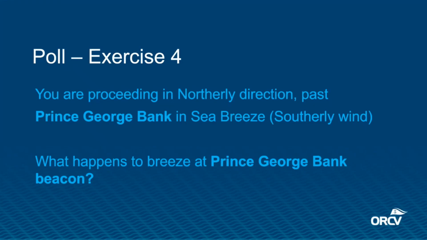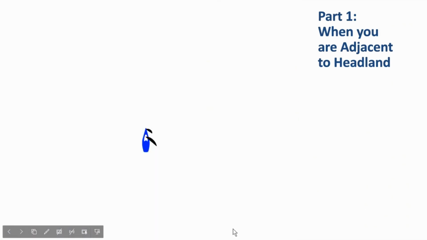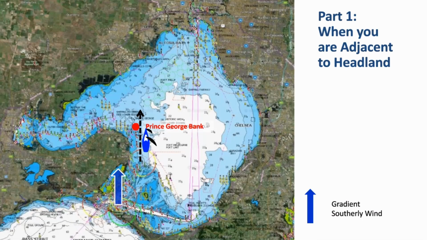So, what do you think happens at Prince George Beacon? That's here. What happens to the wind in this area? And we've got a poll for this. I'm going to have to explain it. It's not going to work properly, I don't think.